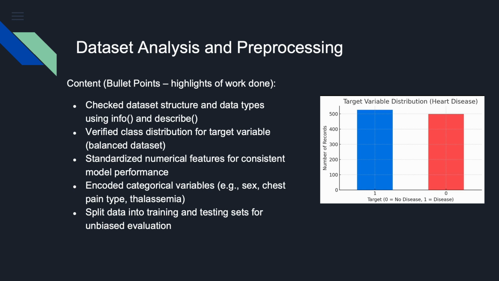Before building the models, we perform an initial analysis of the dataset. Using descriptive statistics, we examine the structure and confirm that the dataset contains both categorical and numerical variables. The target variable was found to be reasonably balanced, which is important for classification accuracy. To prepare the data, we standardize the numerical features to ensure that values like blood pressure and cholesterol are on the same scale. Categorical variables such as sex, chest pain type, and thalassemia were encoded into numerical form. Finally, we split the dataset into training and testing subsets to provide an unbiased basis for evaluating the models.